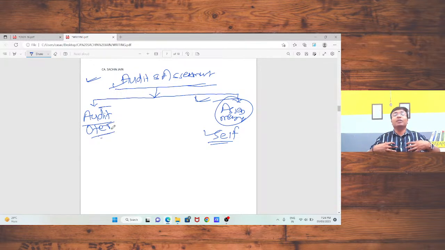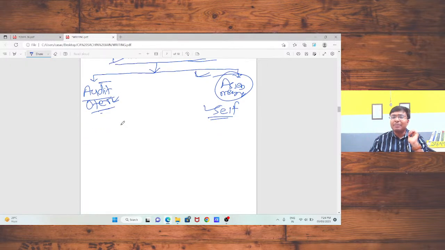When I, as a chartered accountant, do the income tax audit of my client, the accounts were prepared by my taxpayer, but the audit is done by another person. So audit is always done by another person. This is a very basic concept.